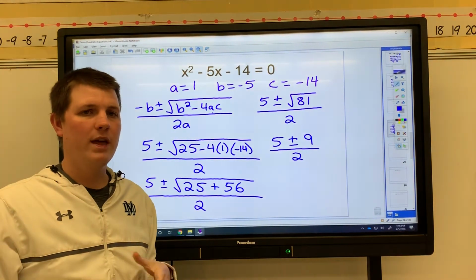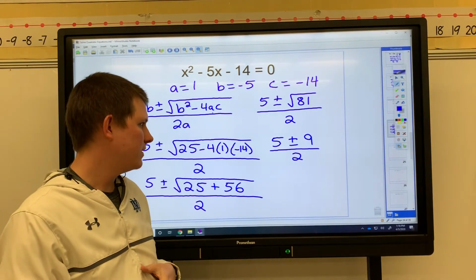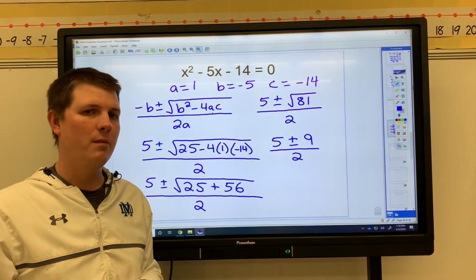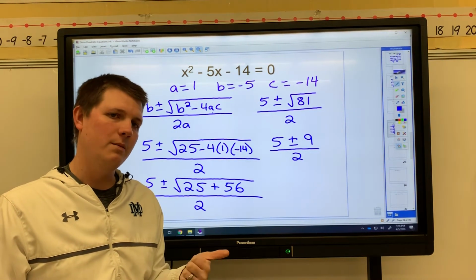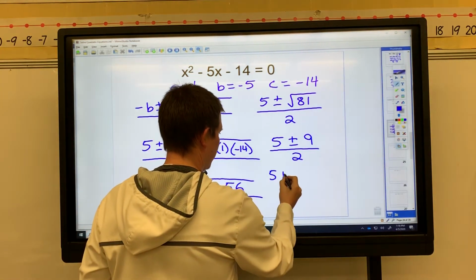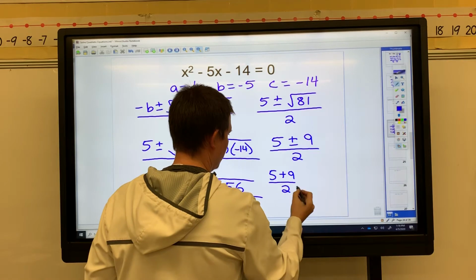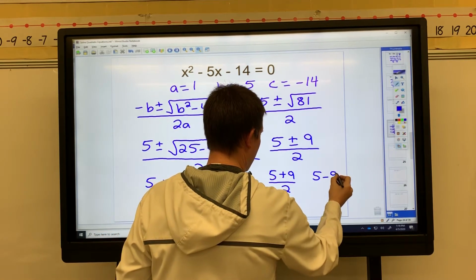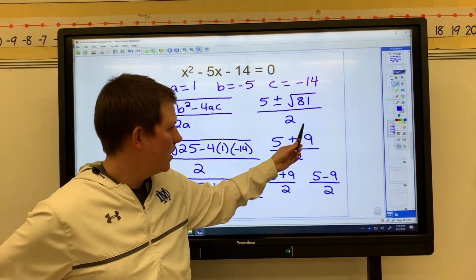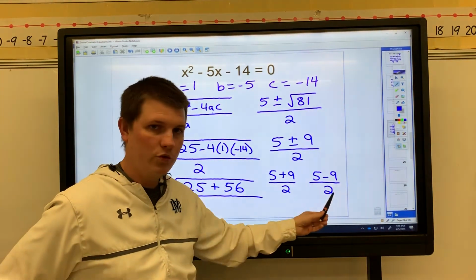Now, once we have all that done, here comes our last step. We have a plus or minus. What that means is we're going to break this problem up into two problems. One is going to be plus, one is going to be minus. So I'm going to have 5 plus 9 over 2 and 5 minus 9 over 2. So once I have broken this down, the square root of 81 is 9, I am then going to do two separate problems.